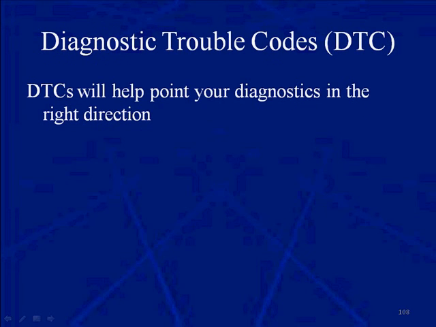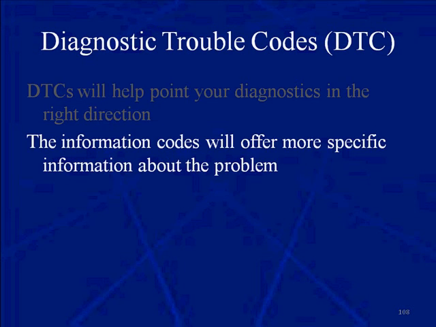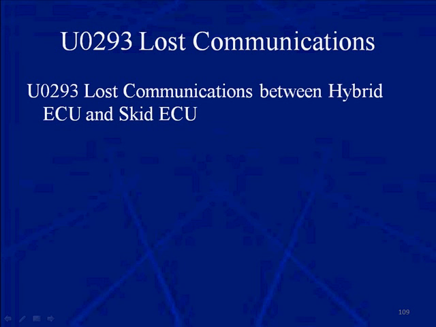Now, the thing that most of us are going to live with is diagnostic trouble codes. Diagnostic trouble codes are going to help point us in the right direction when there's a communication problem. Those are the 4-digit codes. The 3-digit information codes are going to offer more specific information about a problem. Now here's a U0293, lost communications. That means it says it's lost communication between the hybrid ECU and the skid ECU. Doesn't say anything. Doesn't mean that the hybrid ECU isn't talking, or skid isn't talking, or wire's broken, or connectors. Doesn't say anything. It just says, hey, there's something wrong.